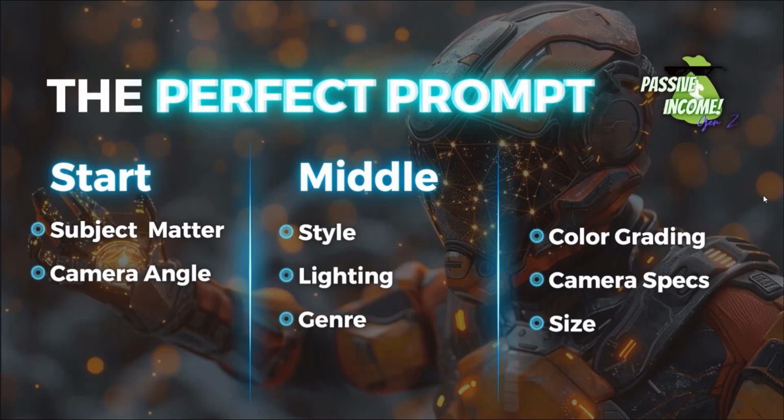And so this is the formula for the perfect prompt. There's the start, the middle, and the end. For the start, you basically have to mention the subject matter and the camera angle. If what you want to generate is a person, then you have to describe the person. If it's a man, you can say brown man with black hair, and you have to also indicate the camera angle, whether that be front image, front photo, close up, and so on and so forth. And then you move into the middle of the prompt.